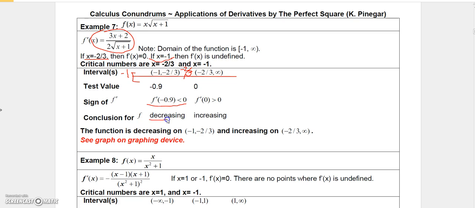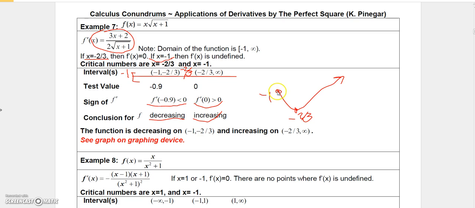And so the function must be decreasing there. And then when I plugged 0 in, for I needed a number in this interval, so I plugged 0 in, and that gave me a positive number for the derivative, so the function's increasing there. So this is just a rough sketch of the graph.